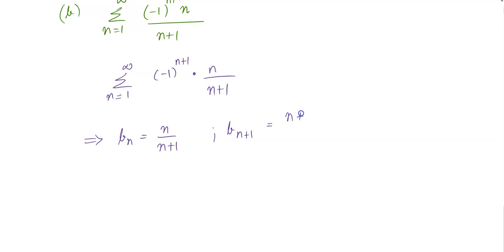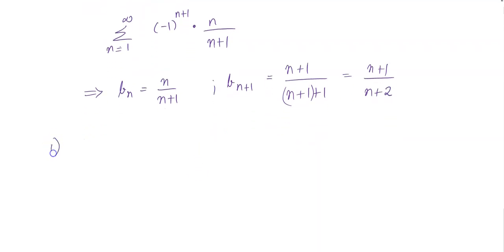would be, add 1 to the n, right? So n plus 1 over n plus 1 plus 1, which is n plus 1 over n plus 2. Now let's test the first condition: 0 less than or equal to bn plus 1 less than or equal to bn.